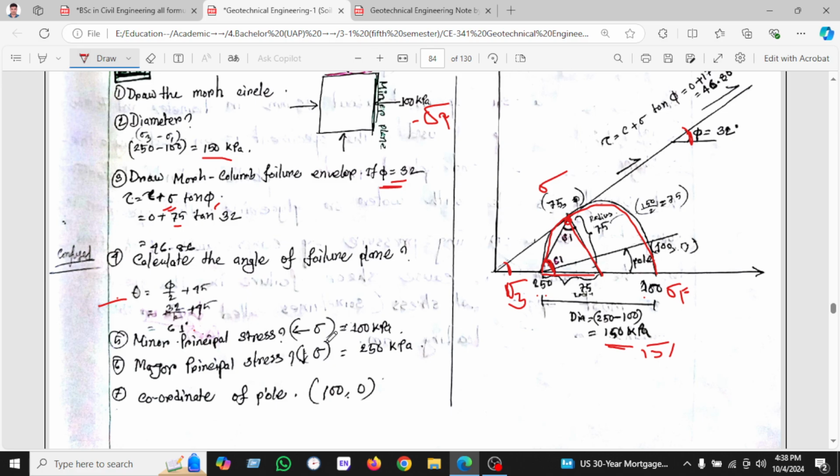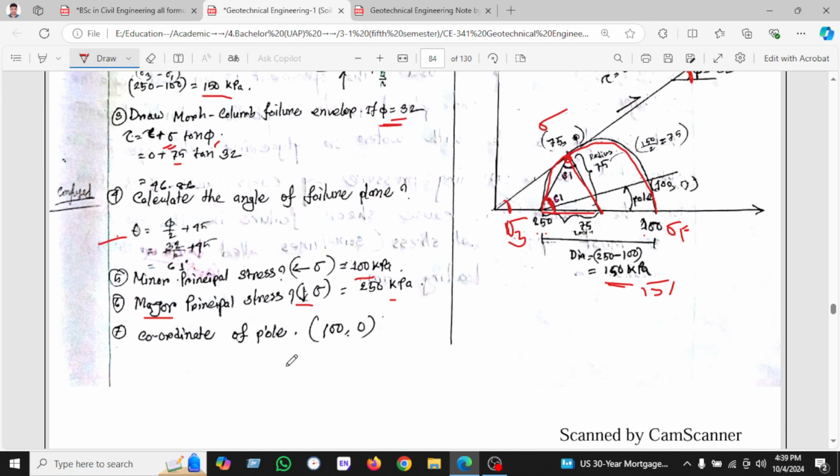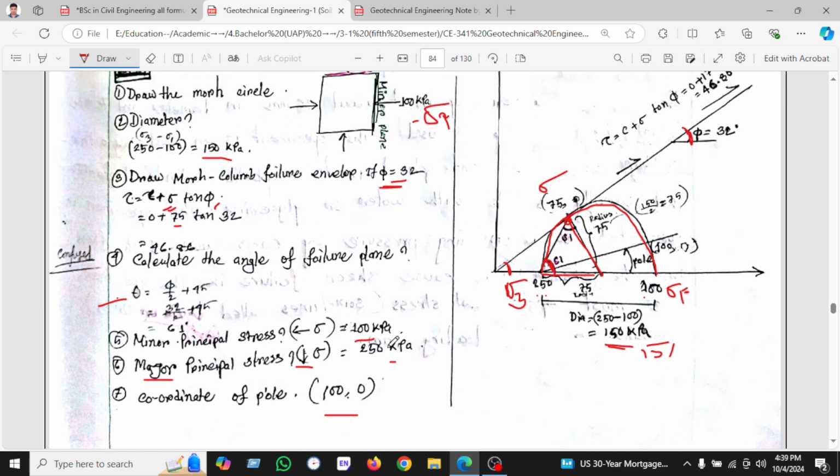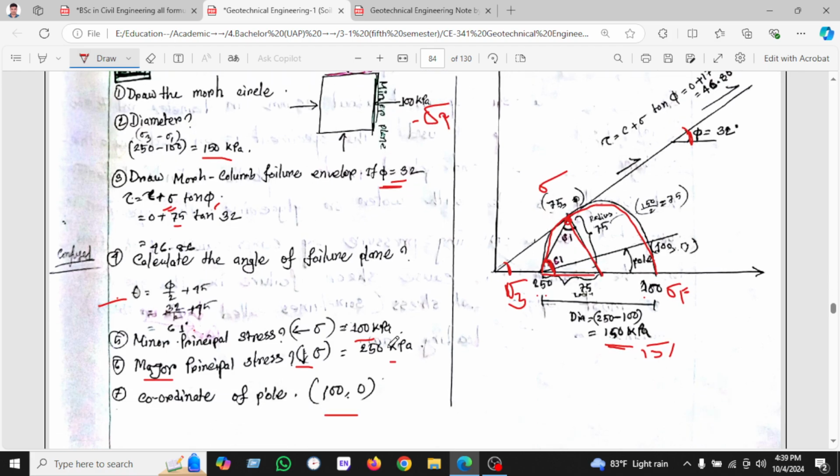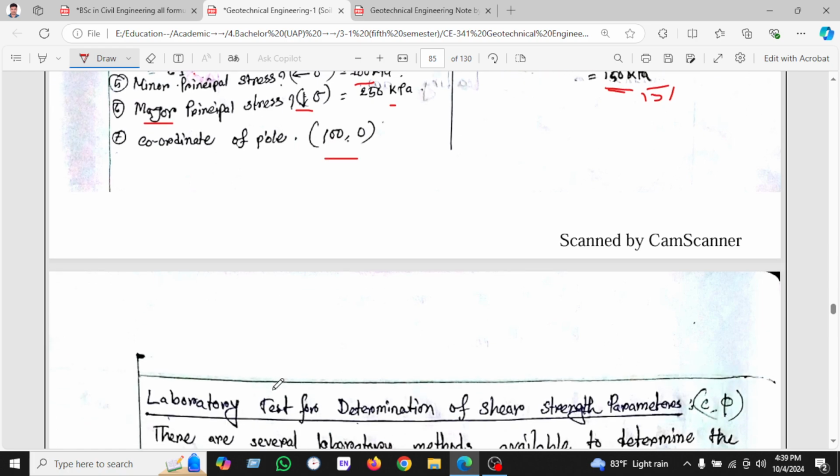The measured principal stress is given: the minor is the lateral, applied as 100 kPa, and the major is the vertical, which we have seen is 250. The coordinate of the pole is 100 into 0. We have found this here. I will get the 100 into 0. This is the 100, and the shear stress is 0. That's why we have found the 0.